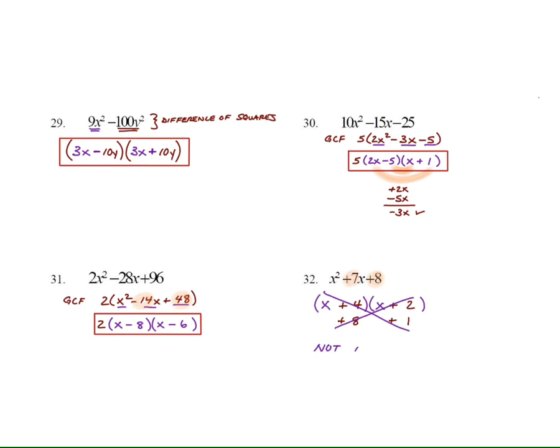Therefore, we would say this is not factorable, or sometimes called prime. I would accept either of those. So it is possible that an expression doesn't factor. This is one of them. There are no factors of 8 that would add to 7, so that would be it.